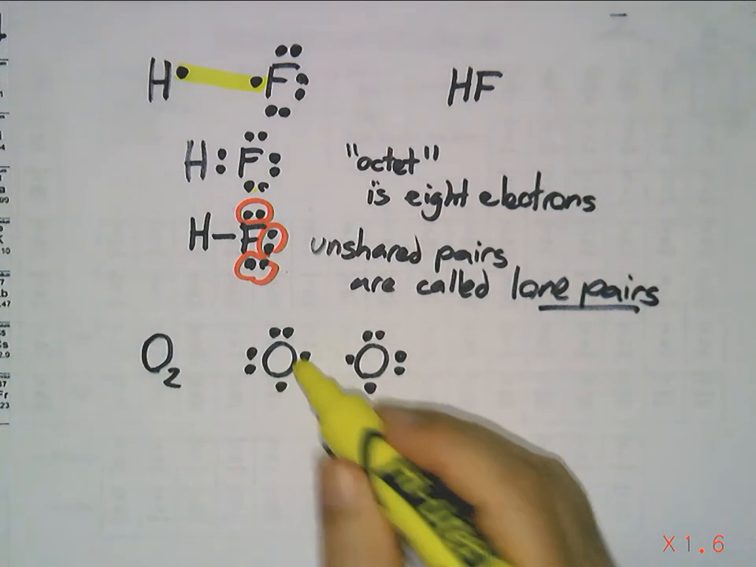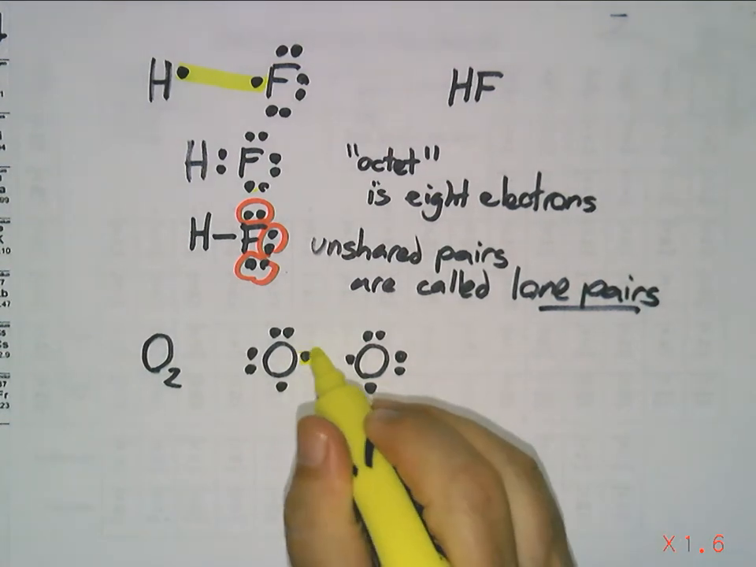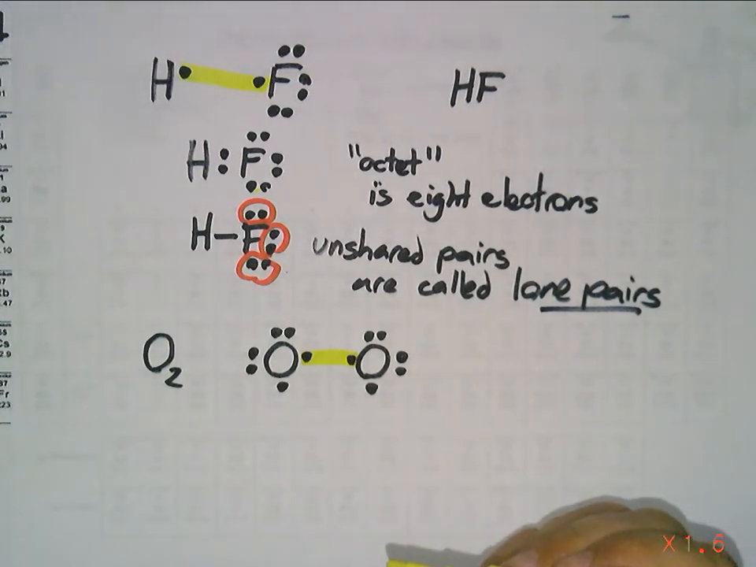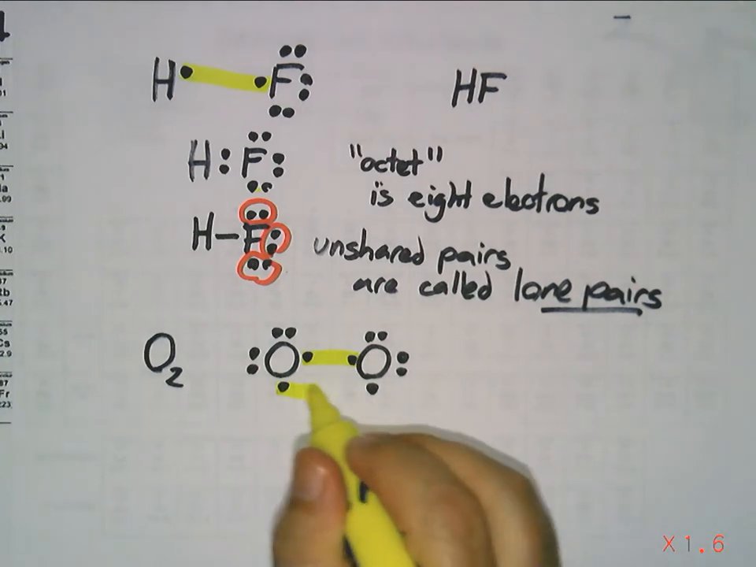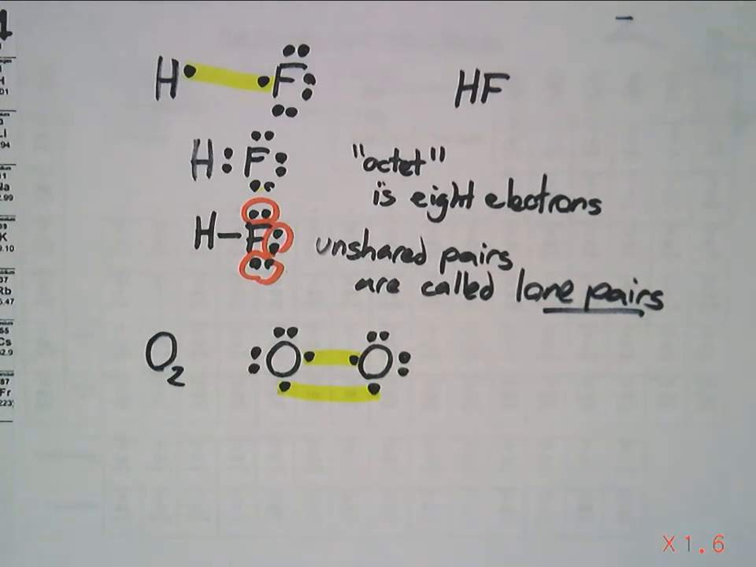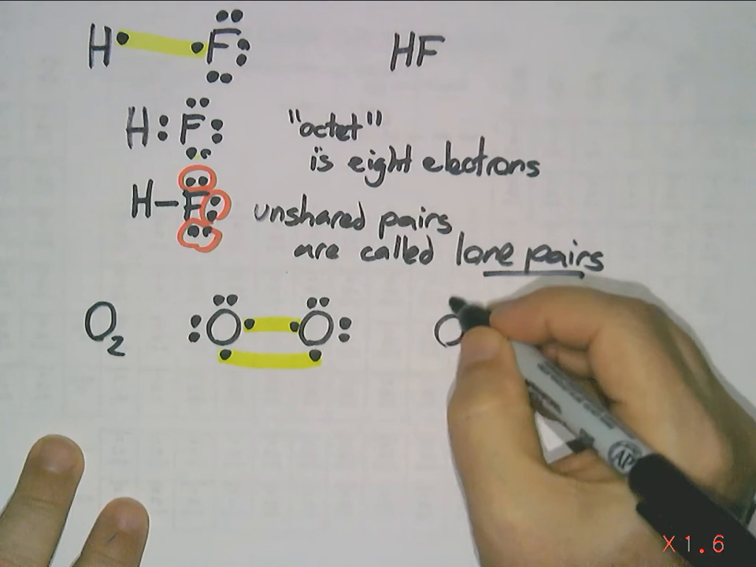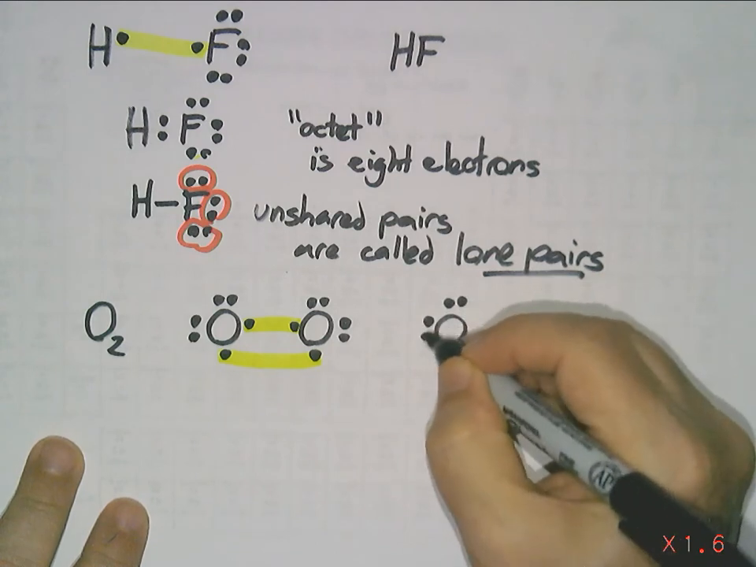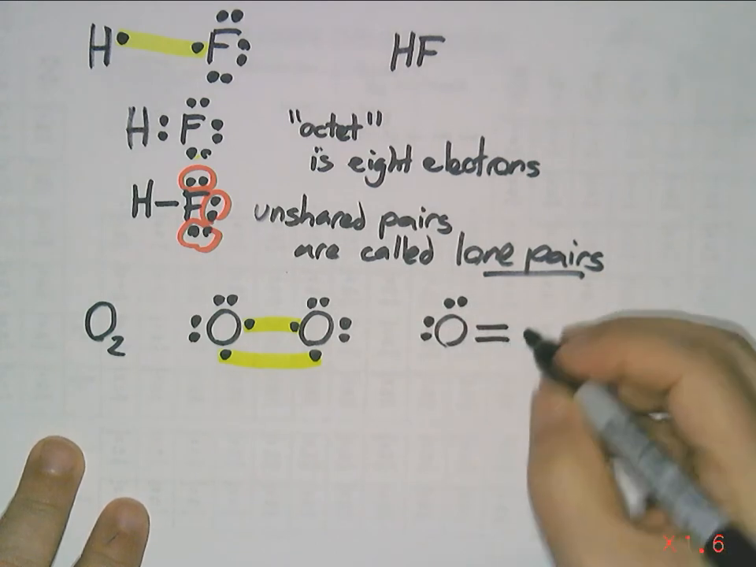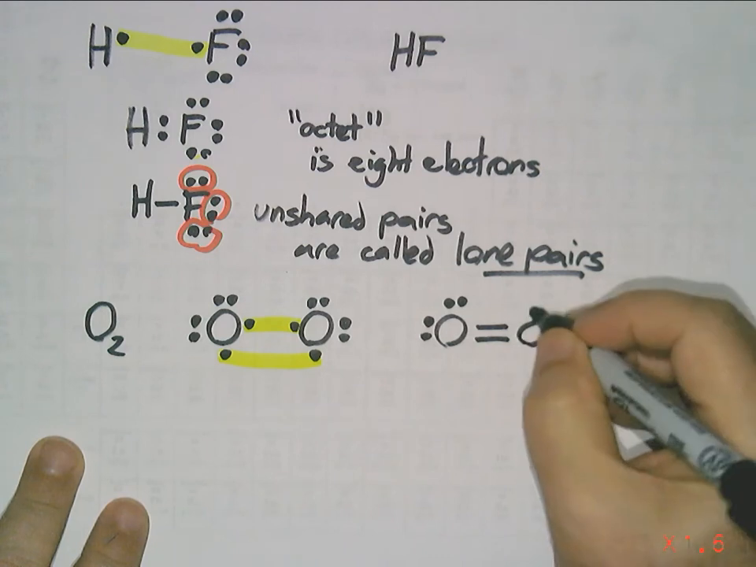How can this oxygen pick up 2 more? By sharing with the other oxygen. There it picked up 1 more. Here it picked up 2 more. Now, if I share those electrons that I marked, I'm going to end up with this.